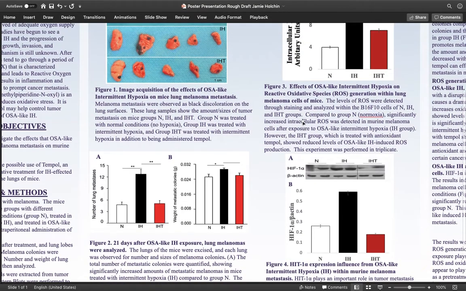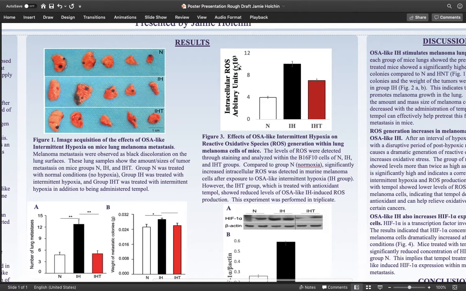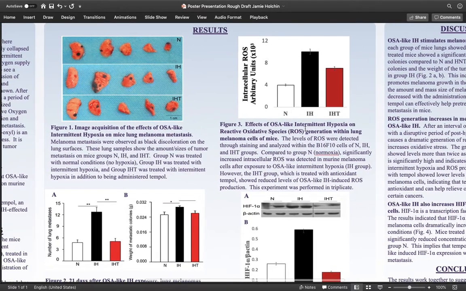tumor metastasis. Moving on to Figure 3, we see the levels of oxidative species present within the lung melanoma cells of mice. And so we know that high levels of ROS are tied to tumor metastasis, and we can see here that Group IH had a significantly increased levels of ROS generation, which indicates that tumor metastasis was instigated in the intermittent hypoxic conditions. Again, we see with the IHT that there are lower levels of ROS generation present, which indicates that Tempol, which is an antioxidant, did help prevent reactive oxidative species.